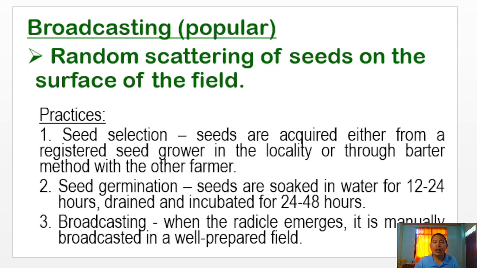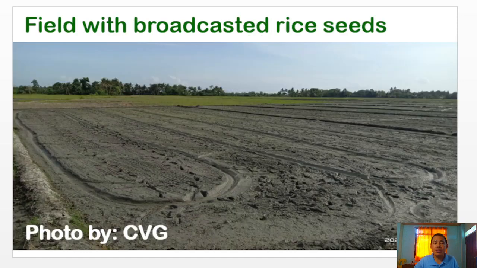Broadcasting, this practice is quite popular here in our country. It is the random scattering of seeds on the surface of the field. The way of selecting the seeds in this method is that the seeds are acquired either from registered seed grower in the locality or through barter method with the other farmer. In germinating, the seeds are soaked in water for 12 to 24 hours, then drained and incubated for 24 to 48 hours. When the radicle emerges, or the young roots, it is manually broadcasted in a well-prepared field.